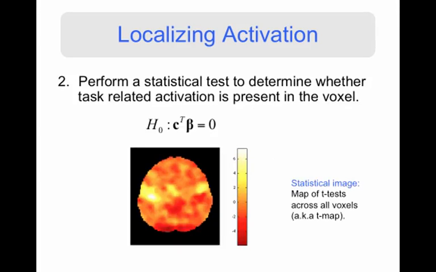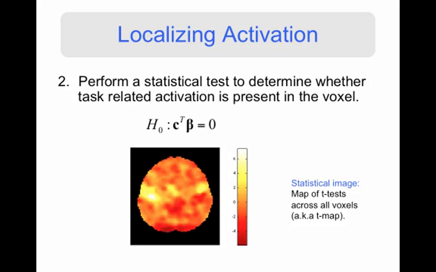In the second step, we perform a statistical test to determine whether there's task-related activation present in the voxel. And so these statistical tests take some format as C transpose beta equal to 0. The result of this is a test statistic at each voxel of the brain. So at each voxel we fit a GLM model, perform a statistical test, and get a test statistic. The map of these is our statistical image. So this is a map of, say, t-tests across all voxels. And this is something that's called a t-map.